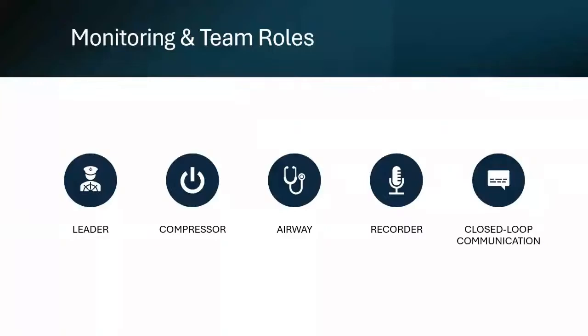the show, and then the second most important role would be the compressor. Make sure that we're doing effective compressions. Then the airway role, so this will be the person that manages the airway, and then the recorder. This person can be important to chiming in for timelines for when drugs and shocks can be given. And then, of course, we want to use closed loop communication for effectively communicating.